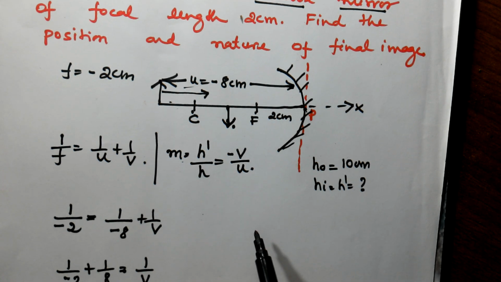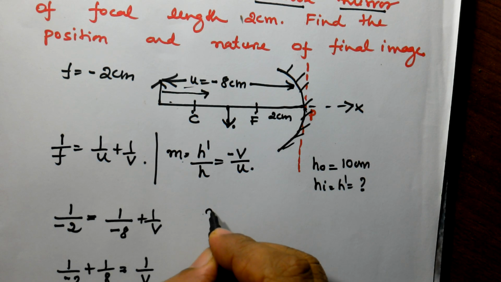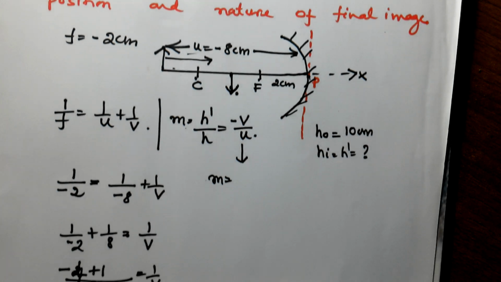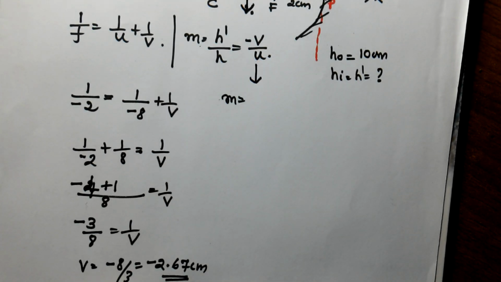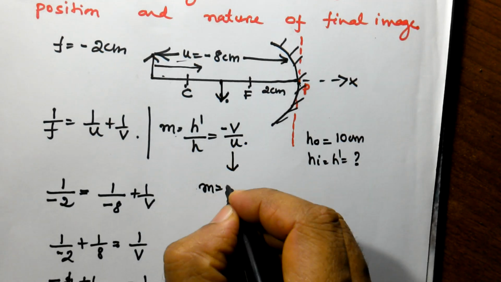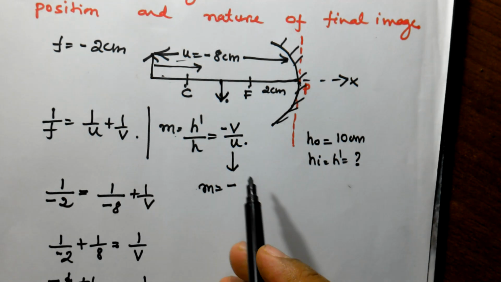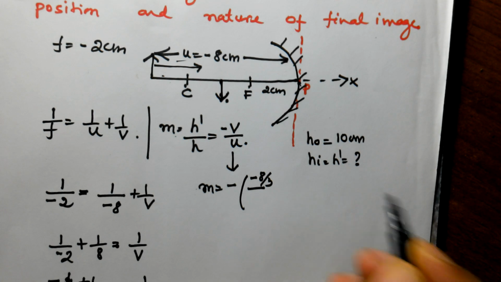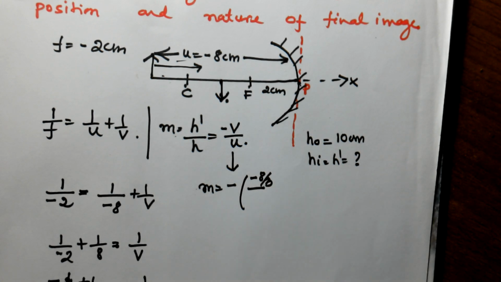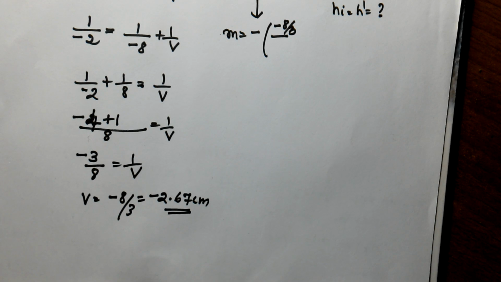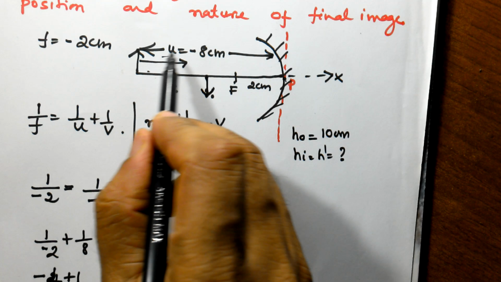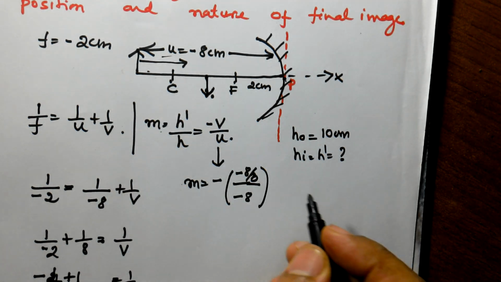Of course, we will calculate it here. It is inverted, so we should get negative. M is equal to, I will use this formula, minus V by U, because we know all the data. What is V? I will use it as minus 8 by 3, okay? Because it is formed on this side, minus 8 by 3. Into V, which is minus 8 by 3, because we got the answer minus 8 by 3. You can see it here, here is the proof: minus 8 by 3 divided by U. U is again negative. It is minus 8. So what is this?